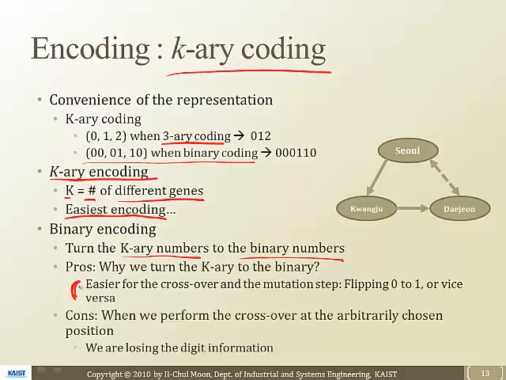Of course, sometimes we perform the crossover at an arbitrarily chosen location. For example, if we crossover around here, then what we are doing is splitting up a value in the middle. So this one is split up here and here, right? That means sometimes it is an unnatural choice for the future performance. So there are pros and cons to this binary encoding. Anyway, we have k-array encoding and binary encoding for this scheme.